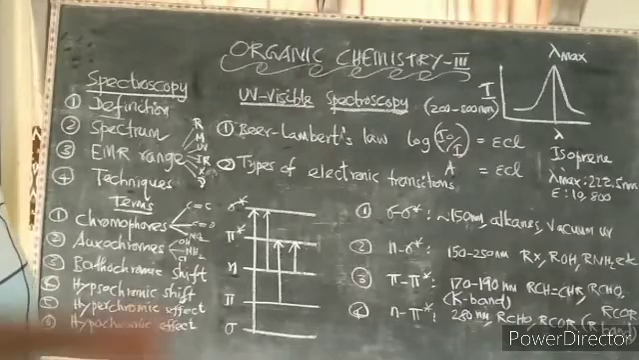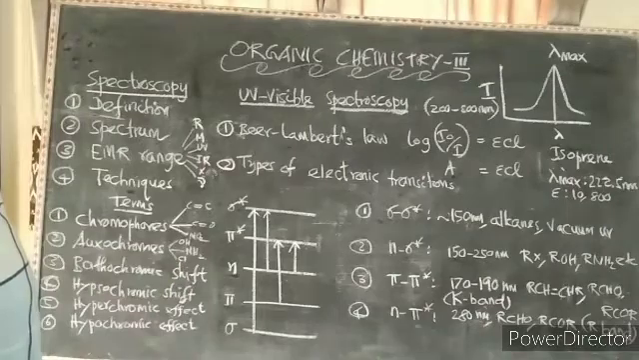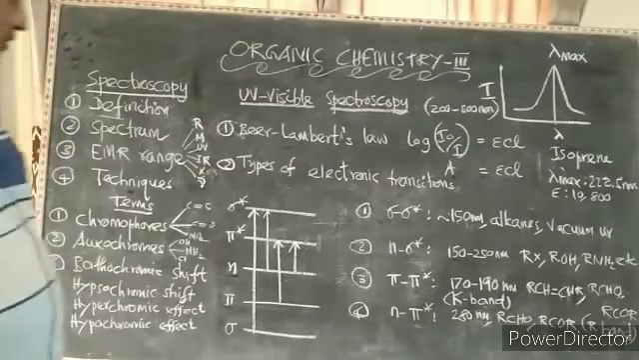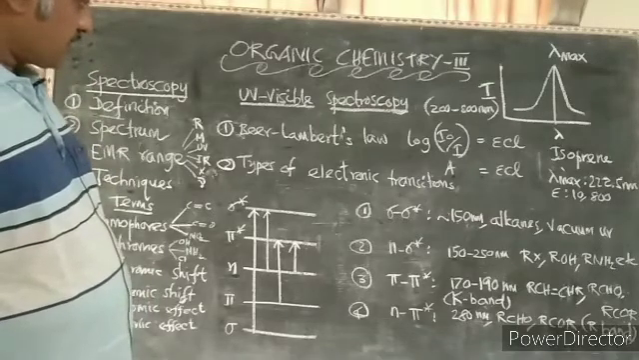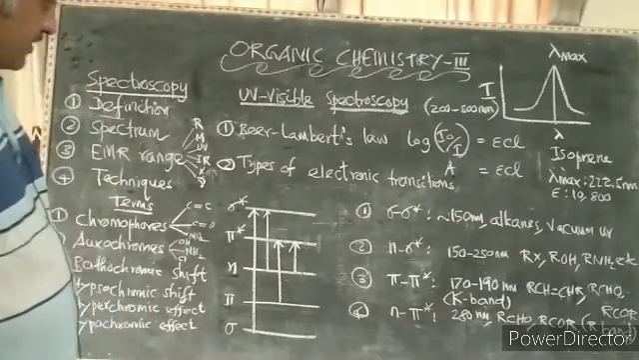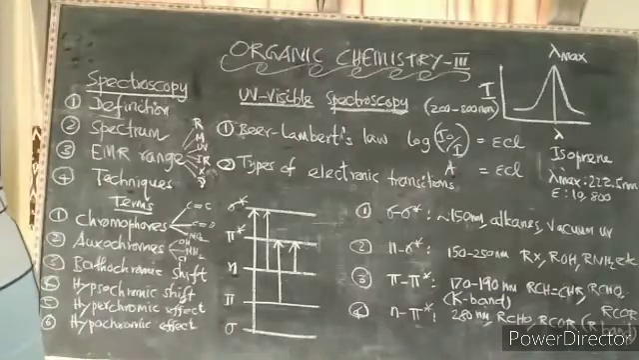Now, let us take all these different types of electronic transitions one by one. In all there are 4 different types of electronic transitions: sigma to sigma star, n to sigma star, pi to pi star, and n to pi star. First, let me take the sigma to sigma star transition. It is a high energy transition, which means the energy required for the excitation of electrons does not fall under the normal range of 200 to 800 nanometer.